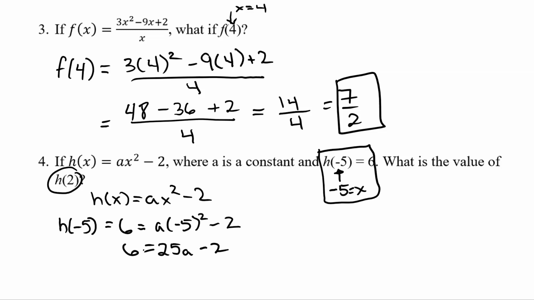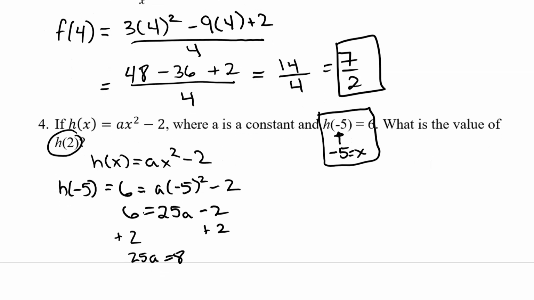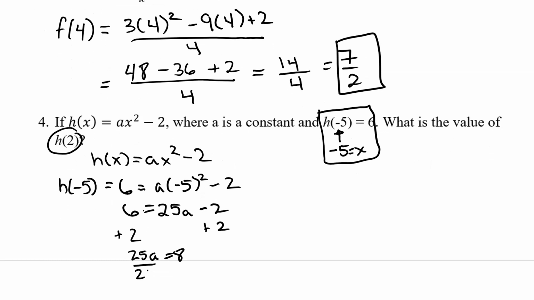We're going to have to add 2 to both sides to get rid of that 2. So now I've got 25a equals 8. Divide both sides by 25. That 25 on the left-hand side will get out of town. We've got a equals 8/25. So now we can write our equation with a in it.